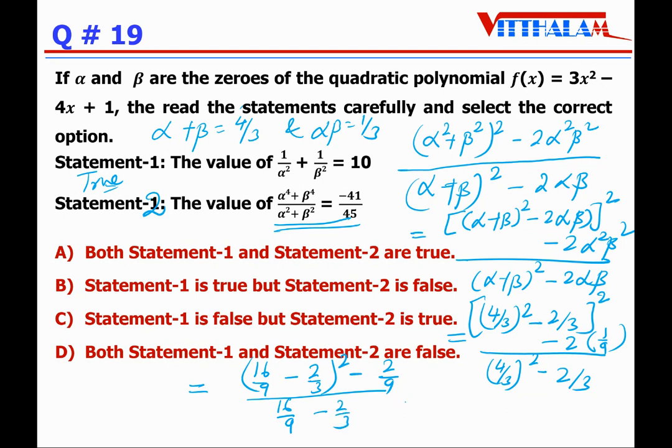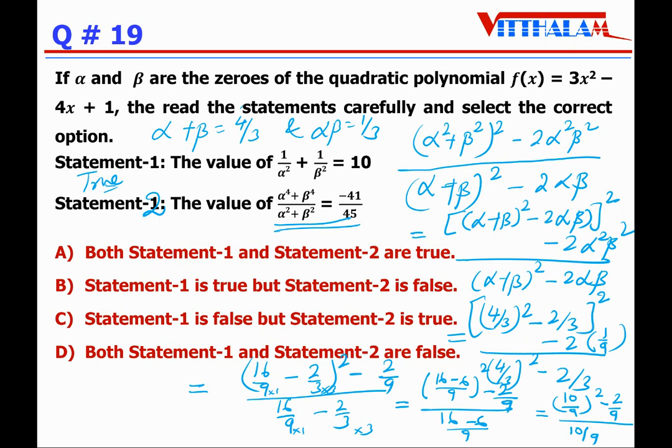Let us simplify. 16/9 − 2/3. So first let us solve that. So 9 is the LCM. Here I will multiply by 1, here I will multiply by 3. So 16 − 3 × 2 = 16 − 6, minus 2/9. Here again 9 is the LCM, so multiply by 1, multiply by 3. So 16 − 6 equals (10/9)² − 2/9, upon 10/9.